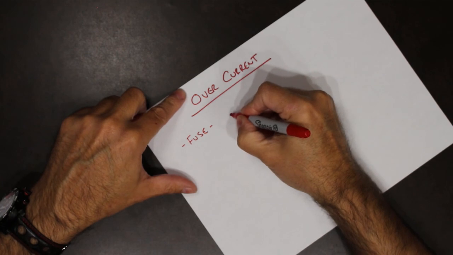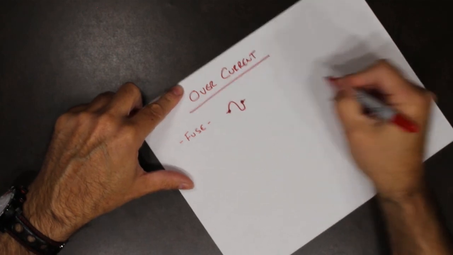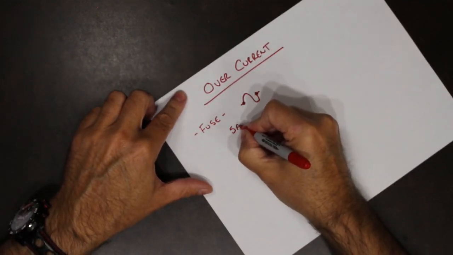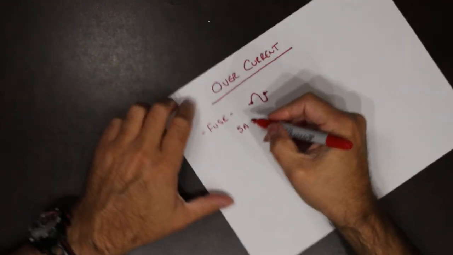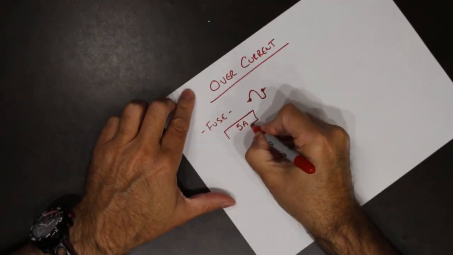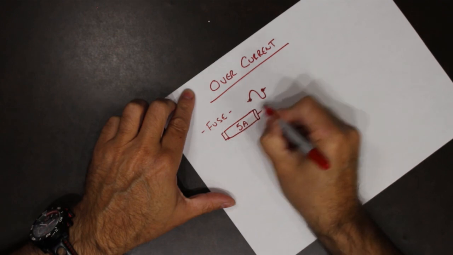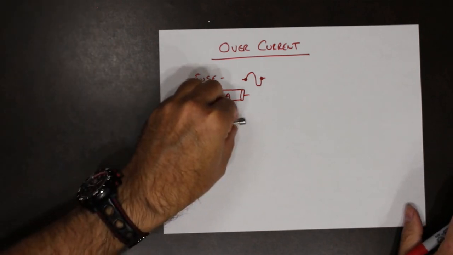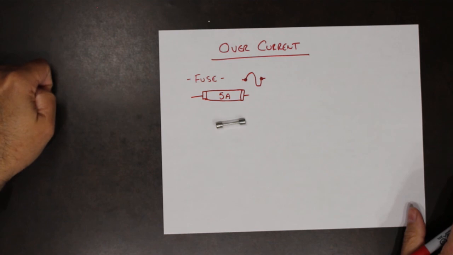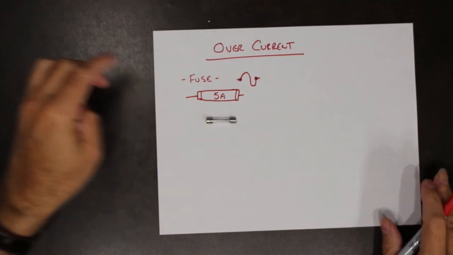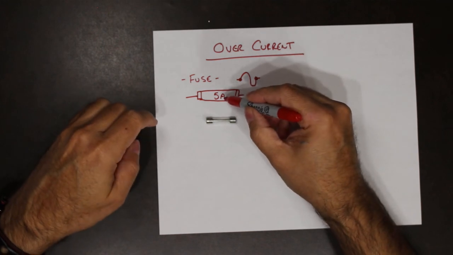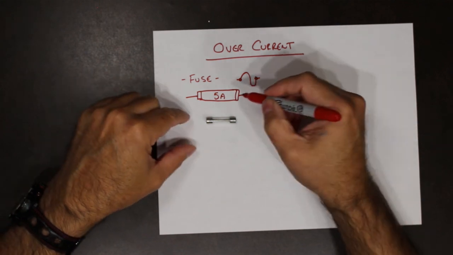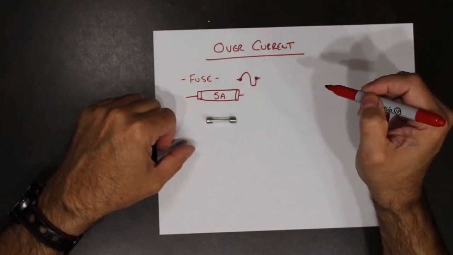The symbol for a fuse looks like that. Fuses are given ratings, 5 amps. Sometimes you'll see a symbol that looks like this. That could also resemble a fuse. Here is a fuse. So basically, this fuse is designed to open the circuit when current exceeds 5 amps.